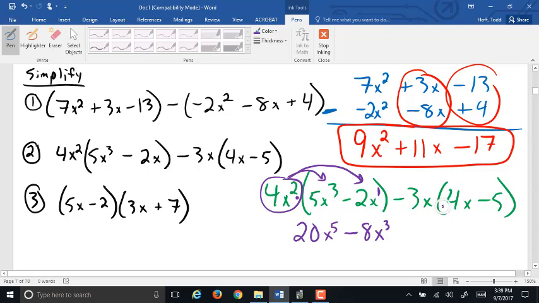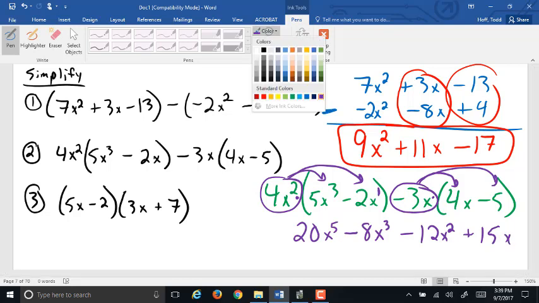Our second parentheses down here, is there anything to do inside of those? No, anything to do to those. Yeah, times, that's not 3x, it is negative 3x. So negative 3x times 4x is, there we go, negative 12x squared. Negative 3x times the negative 5, positive 15x. Good.